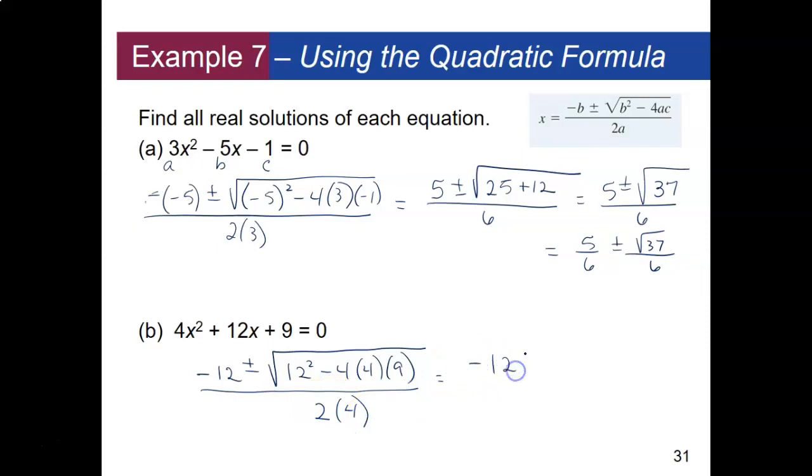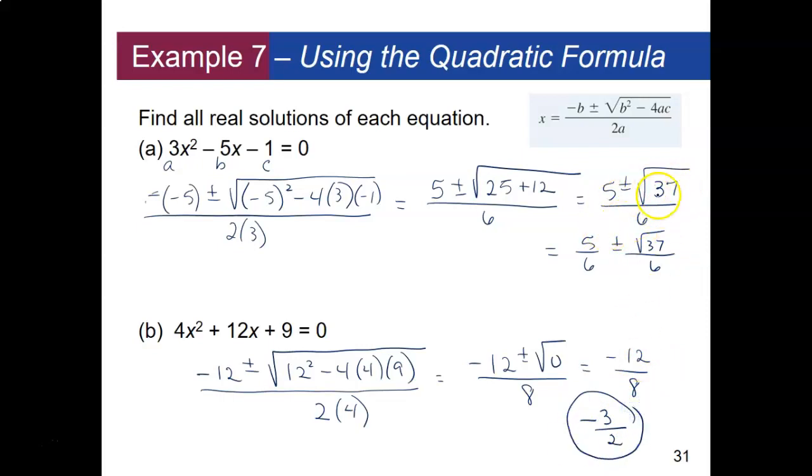So we'll have negative 12 plus or minus the square root of 0 over 8. So negative 12 over 8 is going to be, if we reduce this, 4 goes into 12 3 times, 4 goes into 8 2 times. So we actually only get one answer here.